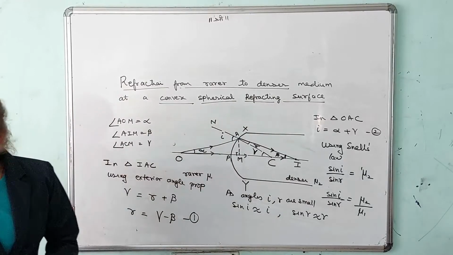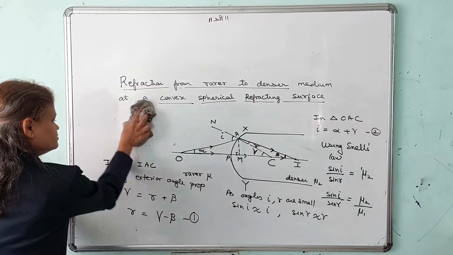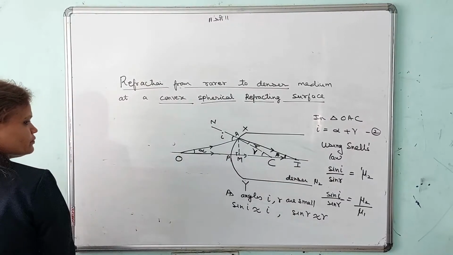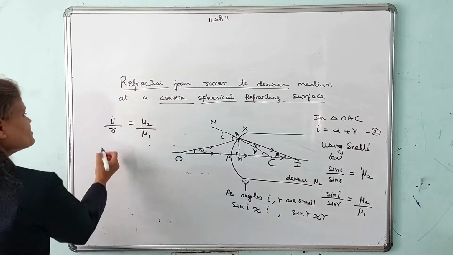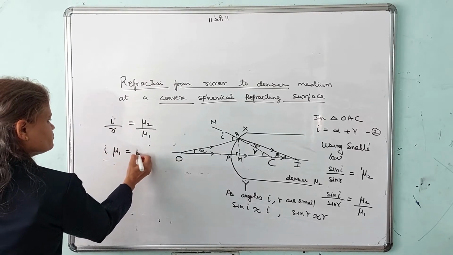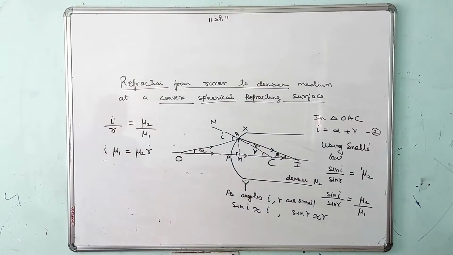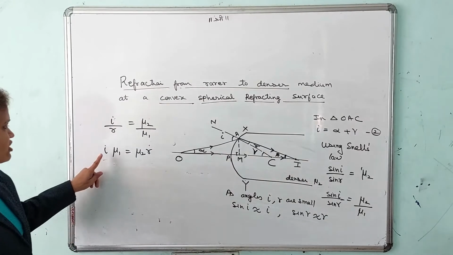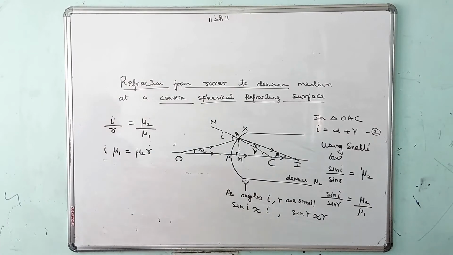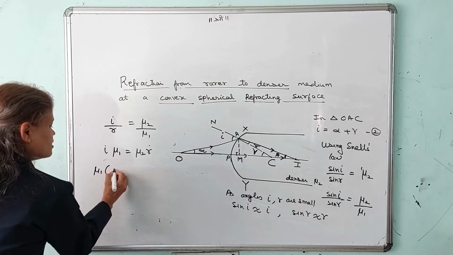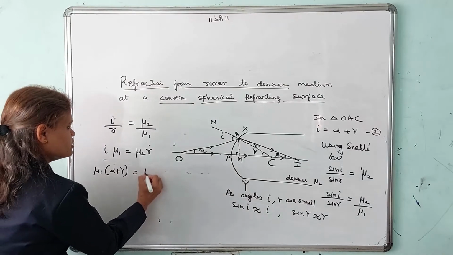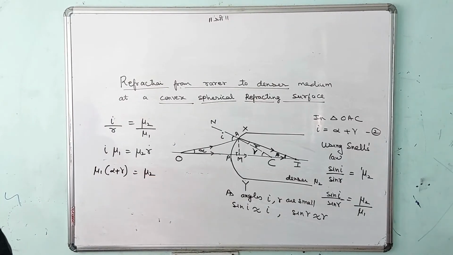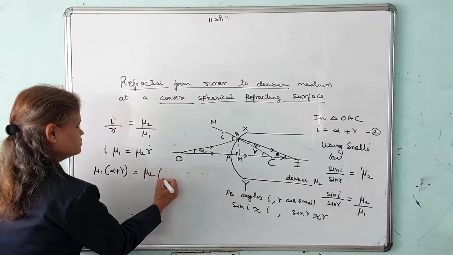So we have I by R is equal to mu 2 by mu 1, then cross multiply. Now we had equations 1 and 2 where we got I and R, which we are going to substitute here. So mu 1 times alpha plus gamma is I, and R we got as gamma minus beta.